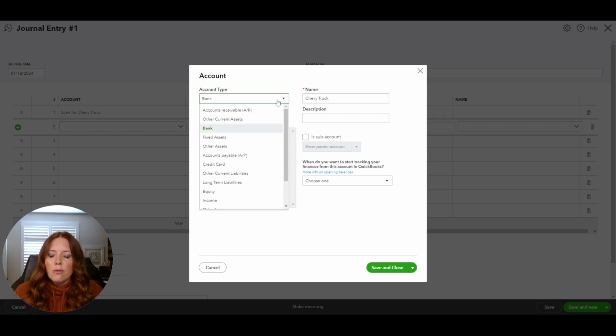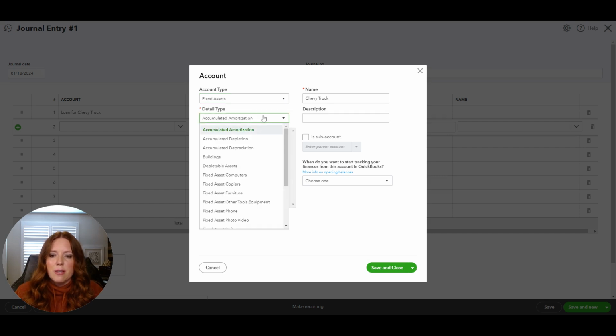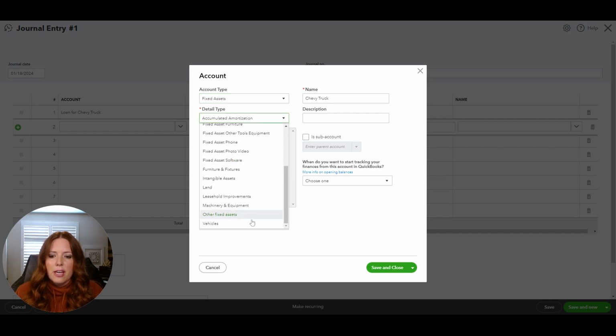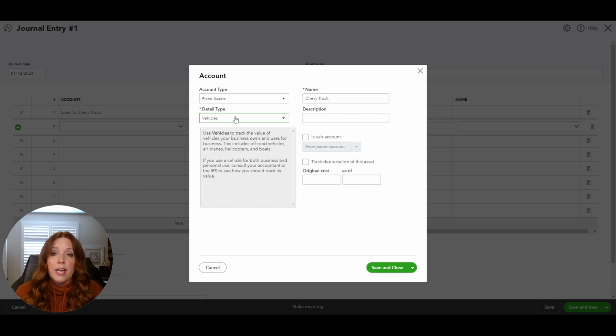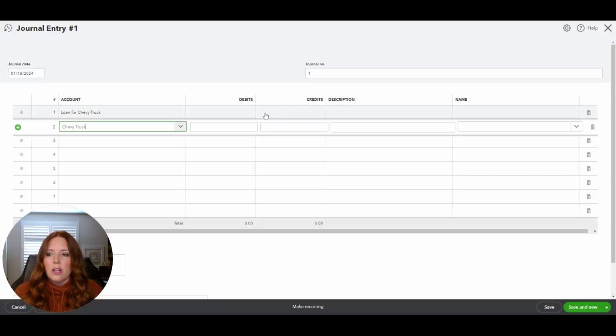And then this right here is going to be an asset to the business. This is a fixed asset to the business. And you'll see here, vehicle is an option in QuickBooks. So you'll say vehicle, this is my Chevy truck. And then you can select to track this depreciation if you would like to. That's something you need to go through with your CPA. We'll go ahead and hit save and close.